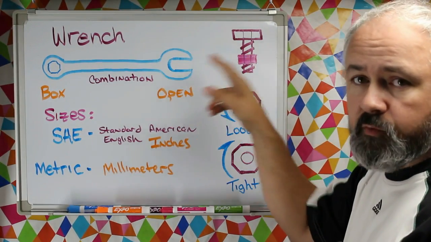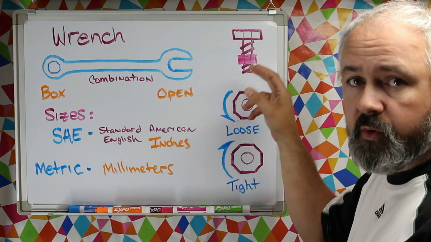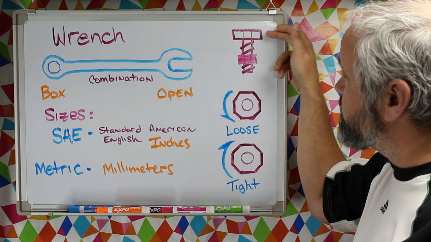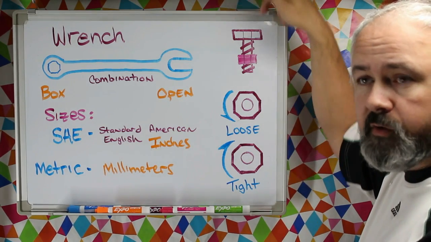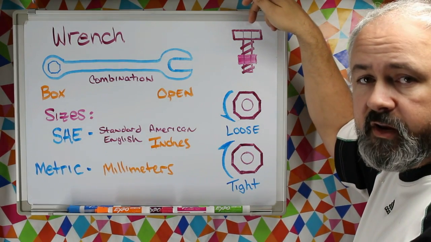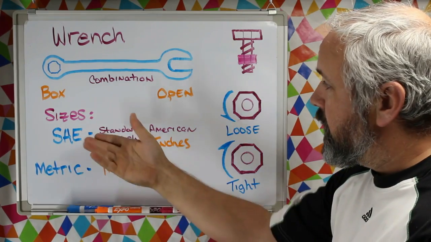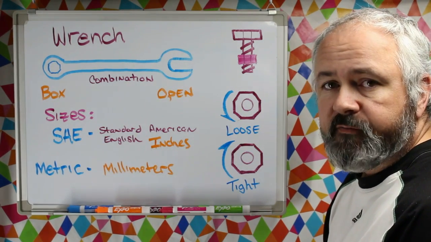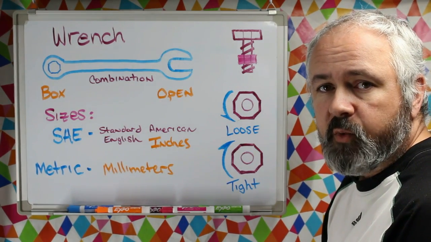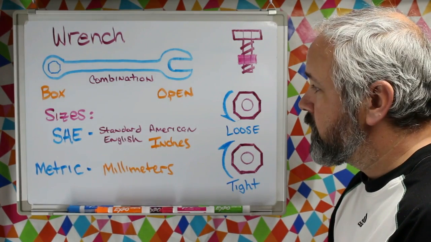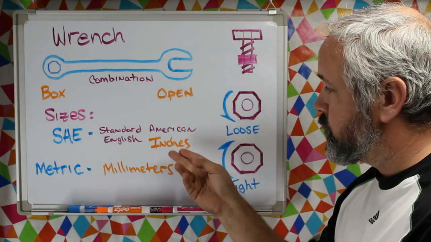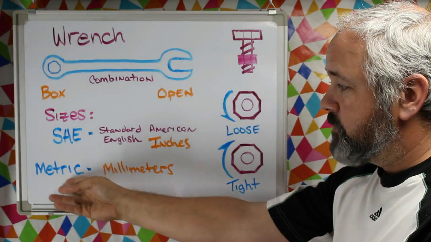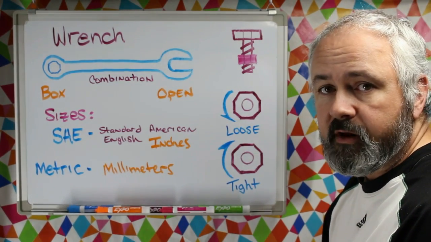The difference between the wrench and the screwdriver, though, is that the wrench is used along the side of the head of the bolt, whereas with a screw and screwdriver, the screwdriver is inserted into the tip. Wrenches come in different sizes according to the hardware that you're trying to interact with. Those sizes go by either standard American English for inches, or metric terms for millimeters.